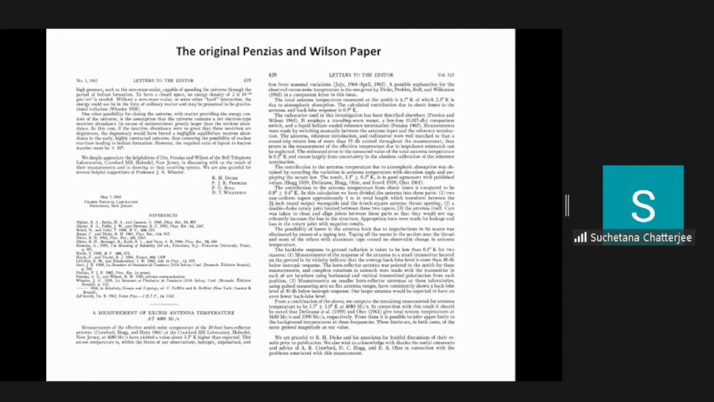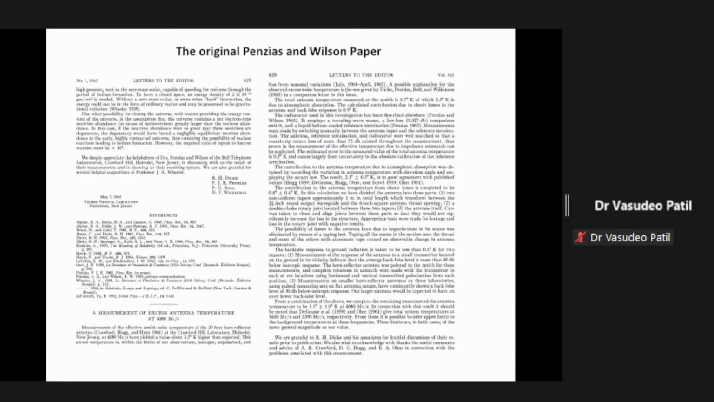They were Bell Labs scientists, and they were looking for other things, but then suddenly they measured this signal which they could not explain. They could not understand why they were getting this constant signal in their radio receiver.